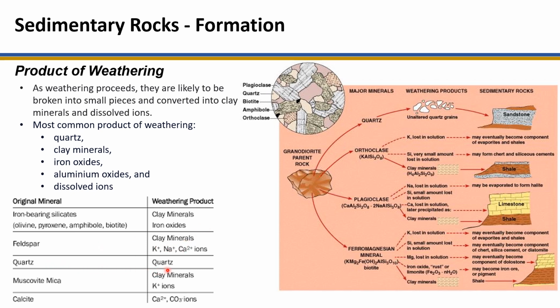to break down due to its hardness and resistance toward heat and weathering. However, other minerals like feldspar, mica, calcites, and iron-bearing silicate minerals will turn into various types of clay minerals or metal oxides. And this picture figure shows you in detail how each mineral or particle breaks down and produces the weathering products and how it will form the sedimentary rocks.